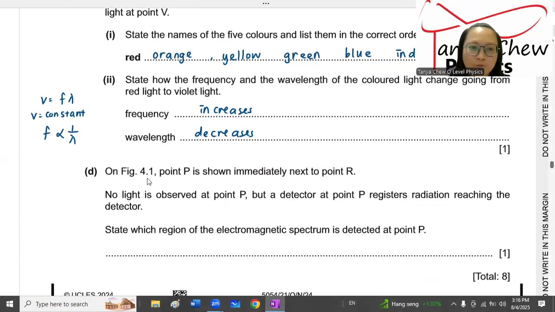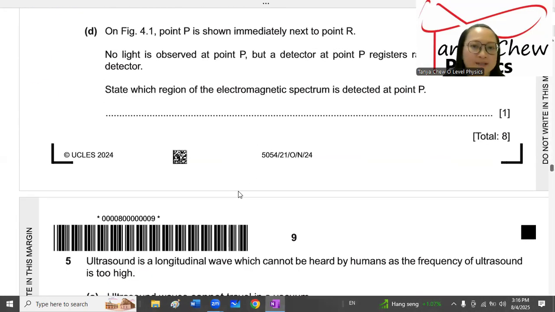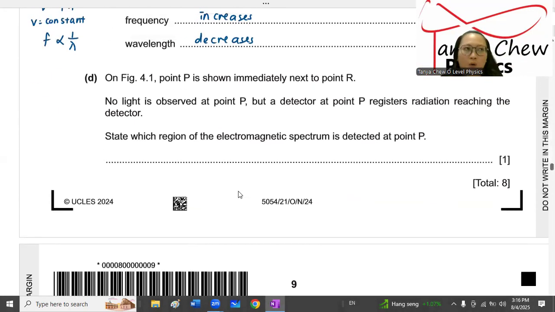Now D, on Fig 4.1, point P is shown immediately next to point R. No light is observed at point P, but a detector at point P registers radiation reaching the detector. So state which region of the electromagnetic spectrum is detected at point P. If you memorize the range or the sequence of the electromagnetic spectrum, whether you memorize it in terms of increasing frequency or increasing wavelength, it doesn't matter. This one, I memorized it in terms of increasing frequency.